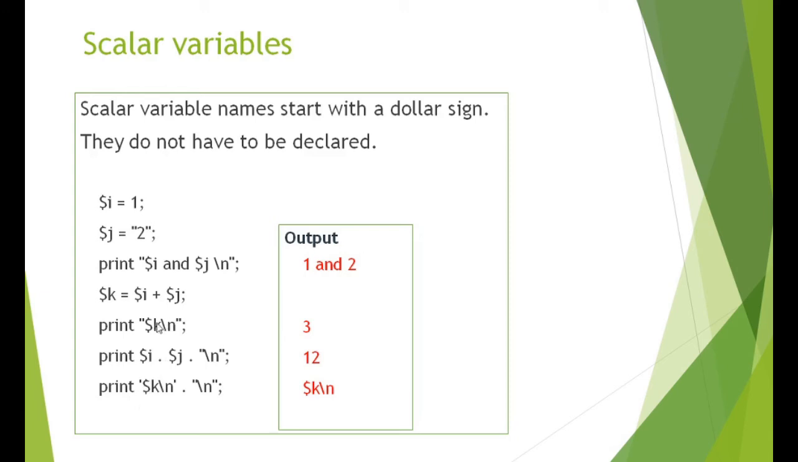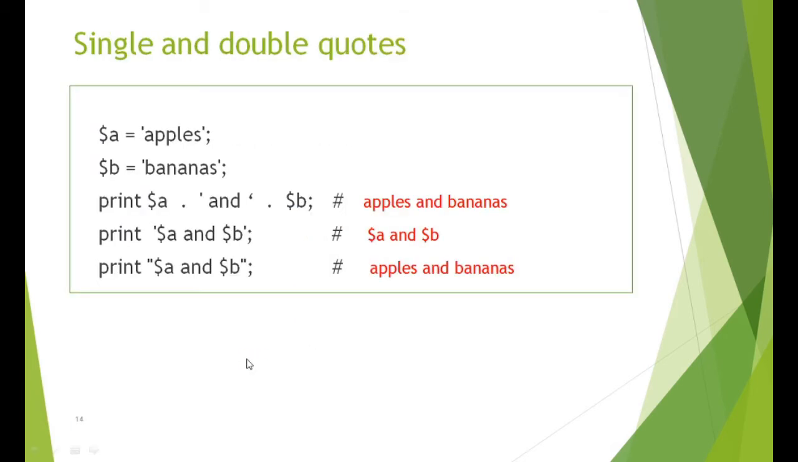Next is the same thing, $k\n within double quotes here, it's a single quote here. But when I have a single quote, I get it as it is. But when I give a double quote, the variable is substituted with the value and gets printed. So here another example, A, B, apples and bananas, here it's a concatenation. If I give it in single quote, it will be printed as $A and $B. If I give it in double quotes, then that value will be printed.